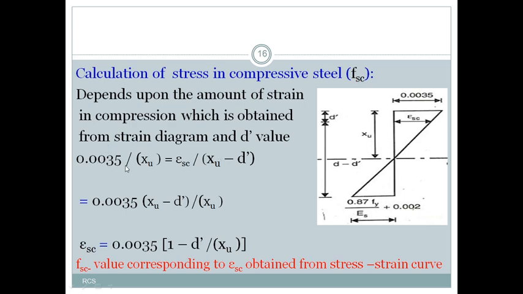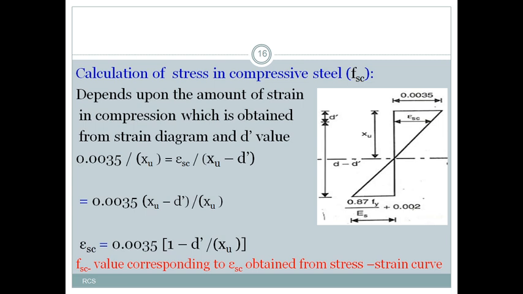So 0.0035 by XU is equal to strain in compression steel, that is ESC by XU minus d dash. So from here to here the depth is XU minus d dash. If you simplify that, we will get the strain in compressive reinforcement is equal to 0.0035 into 1 minus d dash by XU. So once you know the strain, then from that you can calculate the stress. So the FSC value corresponding to the strain ESC can be obtained from the stress strain curve of any steel, that is Fe415 or Fe500.